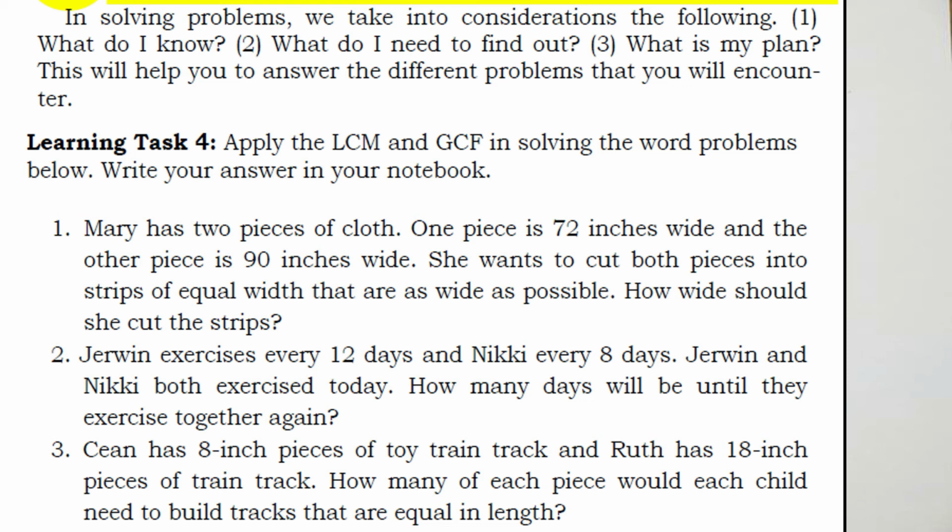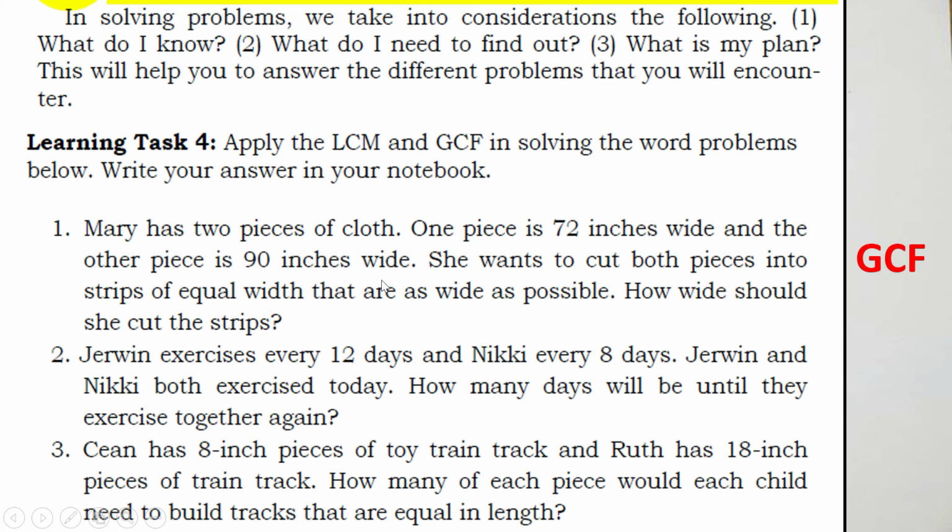So sa number 1, okay, titignan natin kung GCF or LCM ba. So sa number 1, Mary has 2 pieces of cloth. One piece is 72 inches wide and the other piece is 90 inches wide. She wants to cut both pieces into strips of equal width that are as wide as possible. How wide should she cut the strips? So ang word clue natin is dito sa tanong, how wide? So wide. Okay? Gaano kalaki? Gaano kalawak? So meaning we are going to find the GCF sa number 1. Okay?